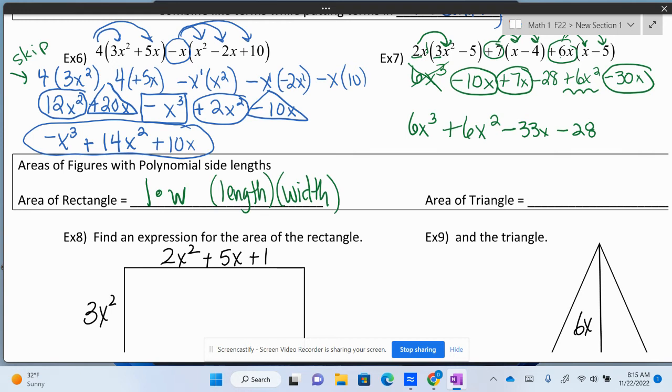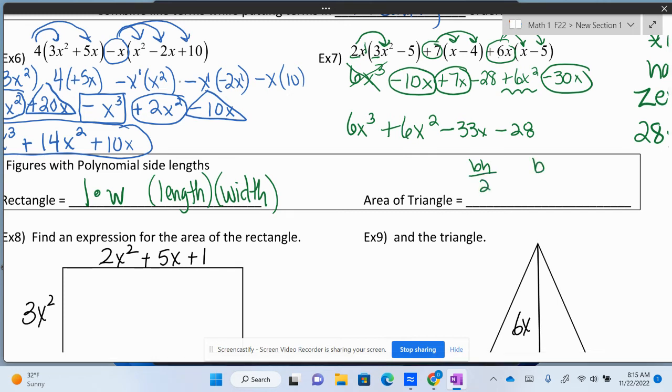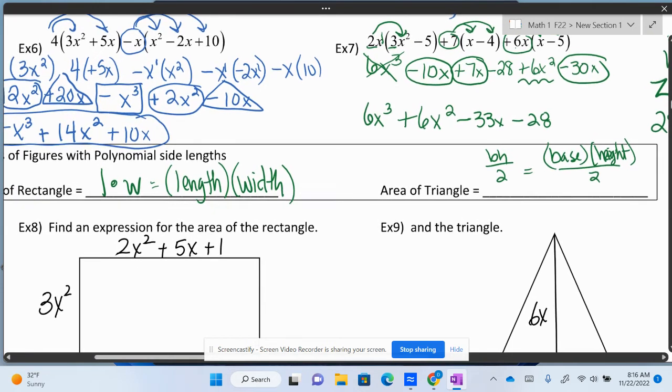Area of a triangle, base times height, divided by 2. Good job. Base times height, divided by 2. Okay. Remember that the base and the height are always perpendicular to each other. Your base and your height are always perpendicular to each other.